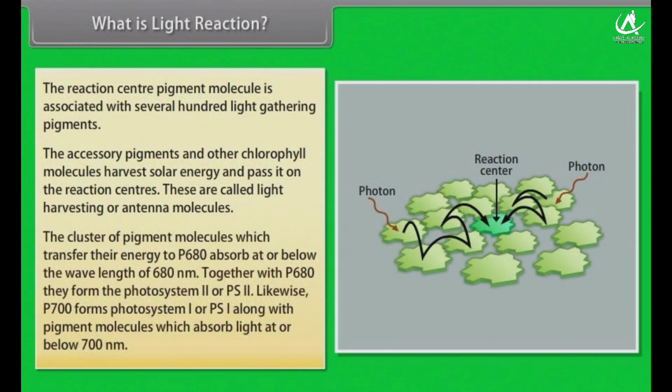The cluster of pigment molecules which transfer their energy to P680 absorb at or below the wavelength of 680 nm. Together with P680, they form a photosystem 2 or PS2. Likewise, P700 forms photosystem 1 or PS1 along with pigment molecules which absorb light at or below 700 nm.